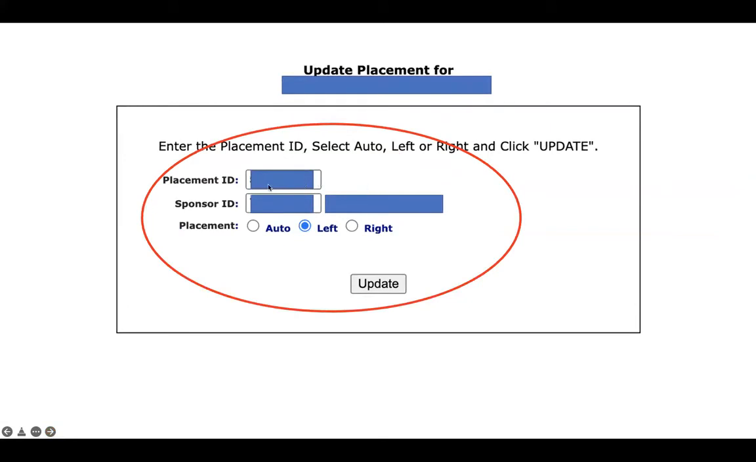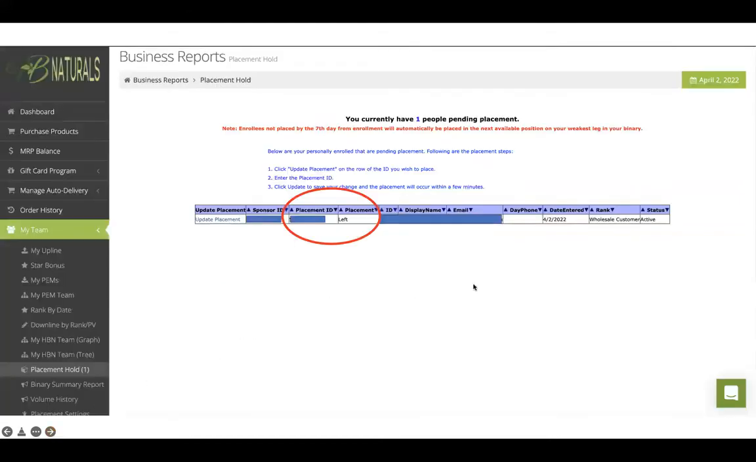So right here, we put an ID number here. There's a sponsor ID there, the name. We selected left for our left leg in the binary. Update was selected. And this is where the screen takes you to once you do this. So it's going to show sponsor ID filled in, placement ID is filled in. They're going to go to the left leg and the other information didn't change.